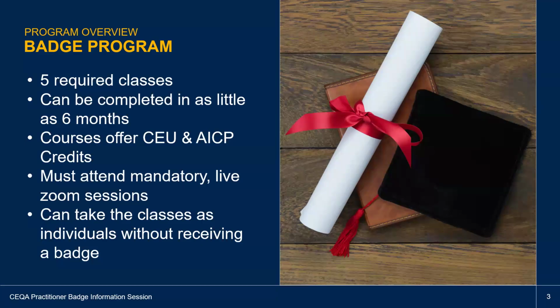This particular program can be completed in as little as 6 months, and the courses offer varying amounts of CEU and AICP credits. Each class has an element of mandatory live Zoom sessions. If you are just interested in taking a course or two, you can also do that without enrolling in the entire program.